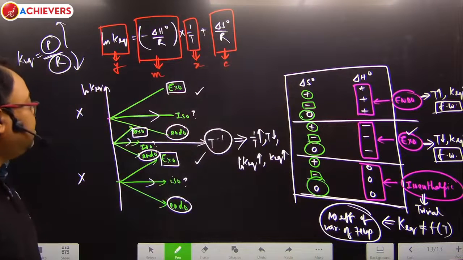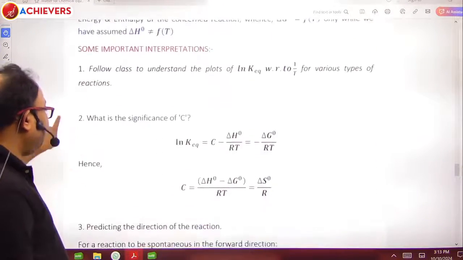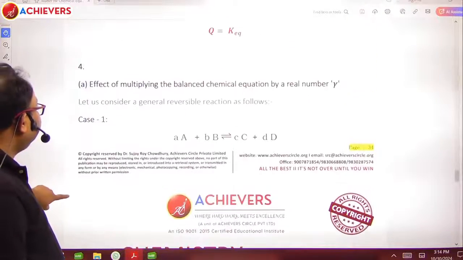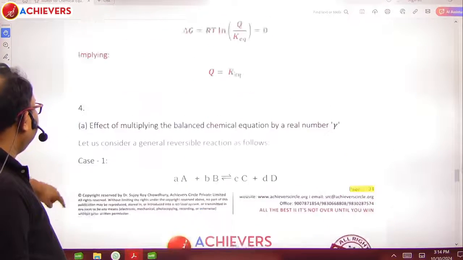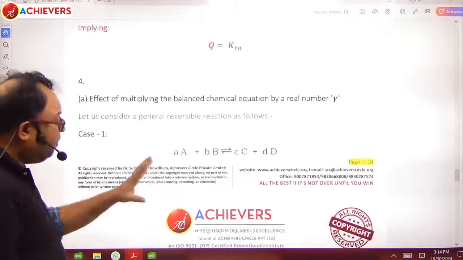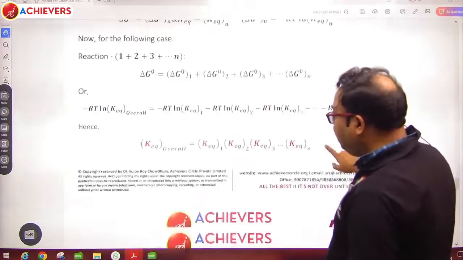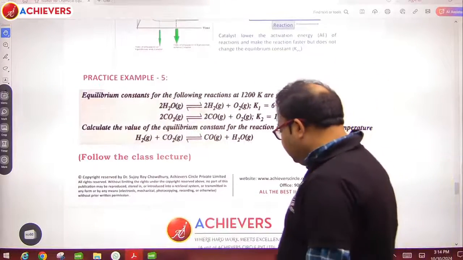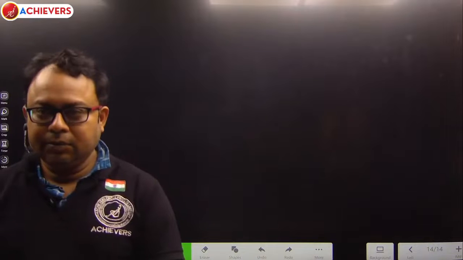So we have understood this. These are some very important fundamental concepts that we have already understood. Now we will get into some important problems in context to equilibrium constant. Let's get into that. What are those problems?